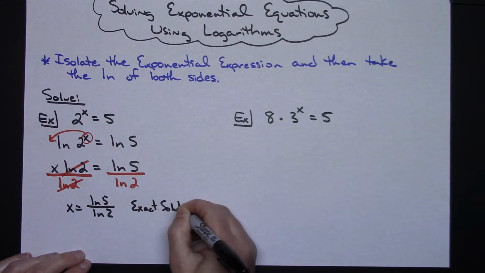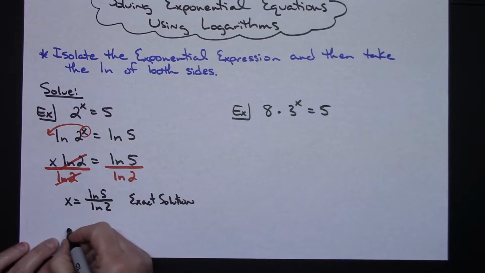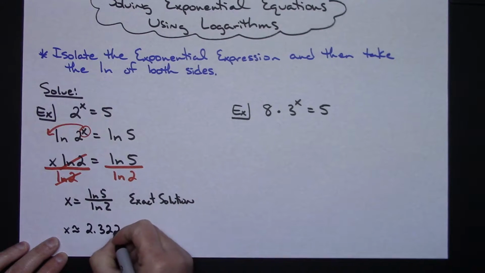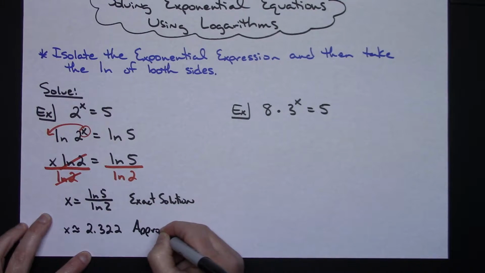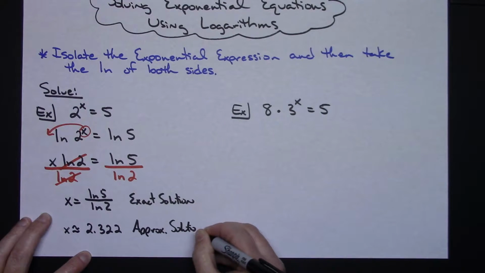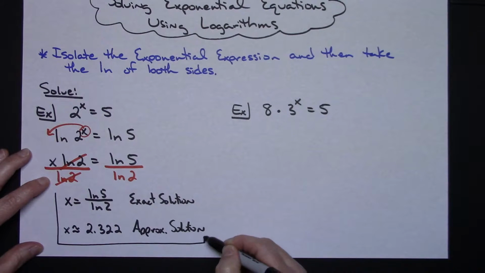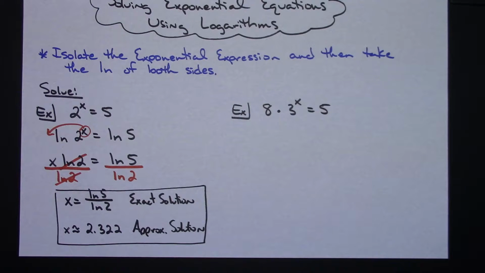A lot of times textbooks will ask for that exact solution, and then they also want you to put it in a graphing calculator or a calculator and get a decimal equivalent. If you did that, x would be approximately 2.322. That would be my approximate solution. You might want to pause the video and see if you can plug that into your calculator and get that decimal approximation. But generally you give 2 answers every time you do these, the exact answer and the approximate answer.